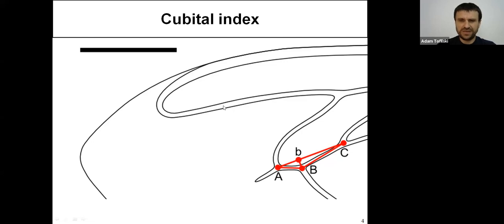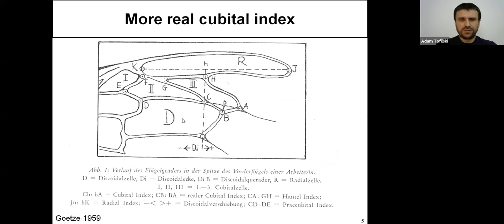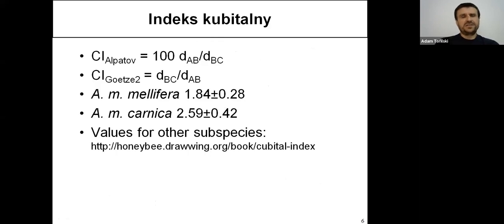You see here part of the wing, and here is one of the old publications by Goetze, and you can see that it's not clear how the cubital index was defined in old times, because it's either measured along the veins or along the section, which is not exactly as is done today. Anyway, the cubital index was first introduced by Aupatov, a Russian scientist, as a percentage of vein length. And then in Germany, Goetze changed this to a fraction, and we now usually use this definition of Goetze.